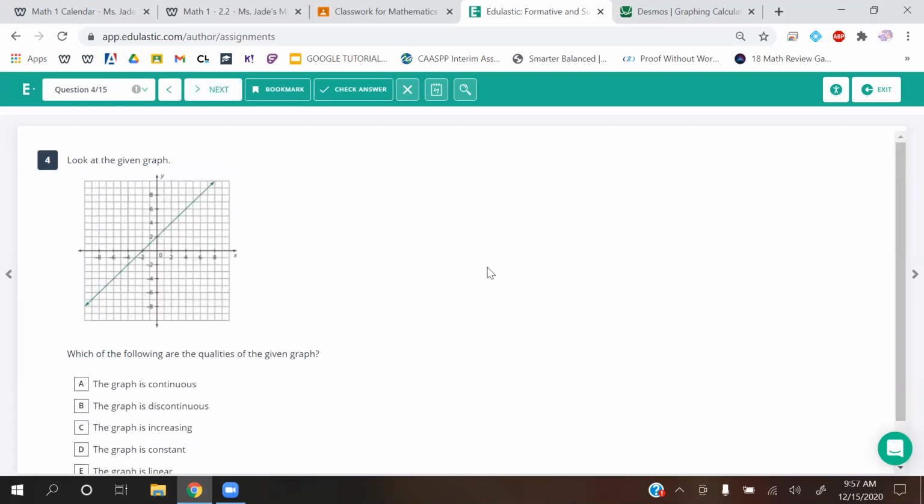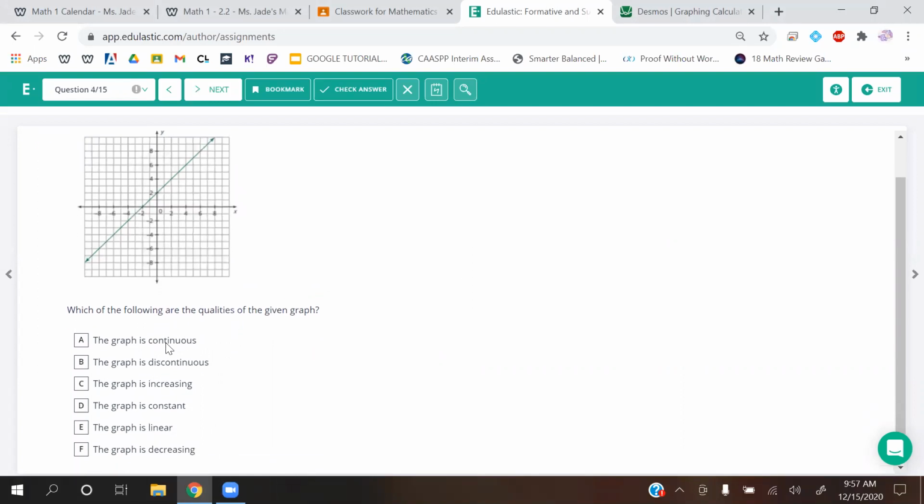Look at the given graph. Which of the following are qualities of the given graph? Okay, so we already talked about continuous and discontinuous, which is pretty much the same as discrete. I don't know why they use that word suddenly, but this is discrete, okay? Essentially, continuous or not continuous? Do we have a line or do we have dots? Which one? All right, we have continuous, yes. Sorry, I realize it takes a little bit of time for you to open the chat and type, but yes, you guys are right. We have continuous because discontinuous would be like the bunch of dots, right? Discontinuous would be like dot, dot, dot, dot, versus continuous is like a straight line. Good job.